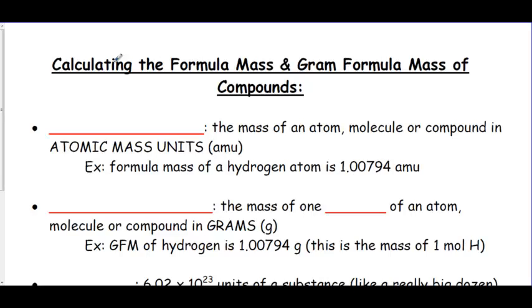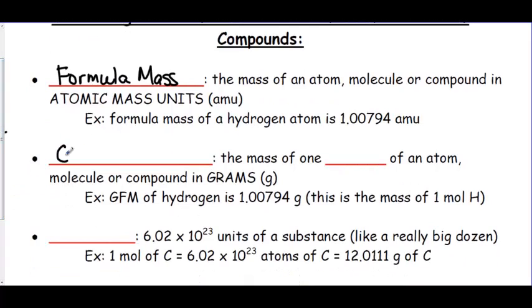So the formula mass, let's look at the definition first. Formula mass is the mass of an atom, molecule, or compound in atomic mass units. So the formula mass of a hydrogen atom is 1.00794 AMUs.